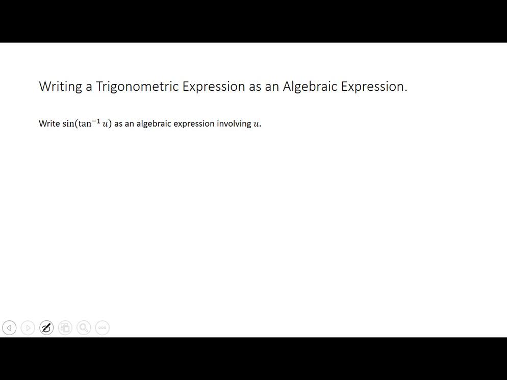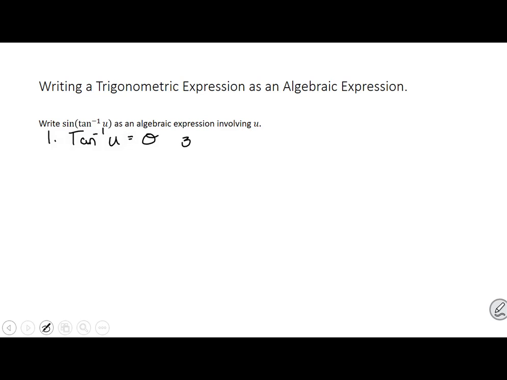Alright, so I want to rewrite sine of the tangent inverse of u as an algebraic expression involving u. So I'm going to start with the inner function. There are a couple of things that I want you to notice, and that is tangent inverse of u, by definition, equals an angle theta.